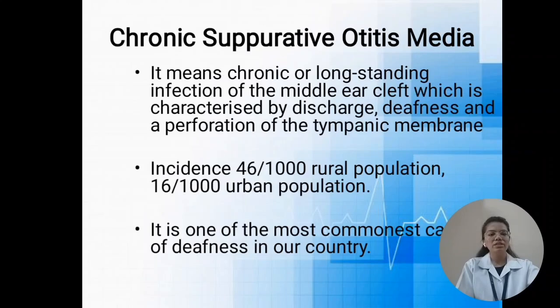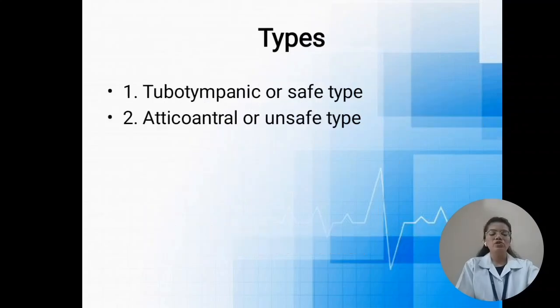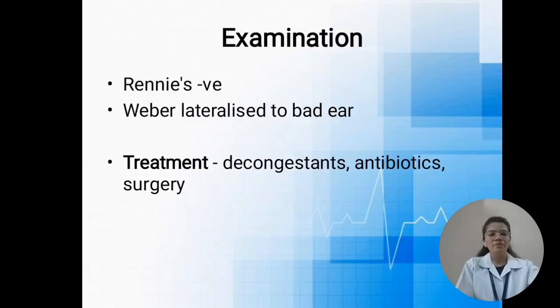Now, chronic suppurative otitis media means chronic or long-standing infection of the middle ear cleft, which is characterized by discharge, deafness, and a perforation of the tympanic membrane. This is the most common cause of deafness in the country. Two types are there: tubotympanic and atticoantral, or safe type and unsafe type. On examination, Rinne is negative and Weber is lateralized to the bad ear, and treatment for these is antibiotics and surgery.